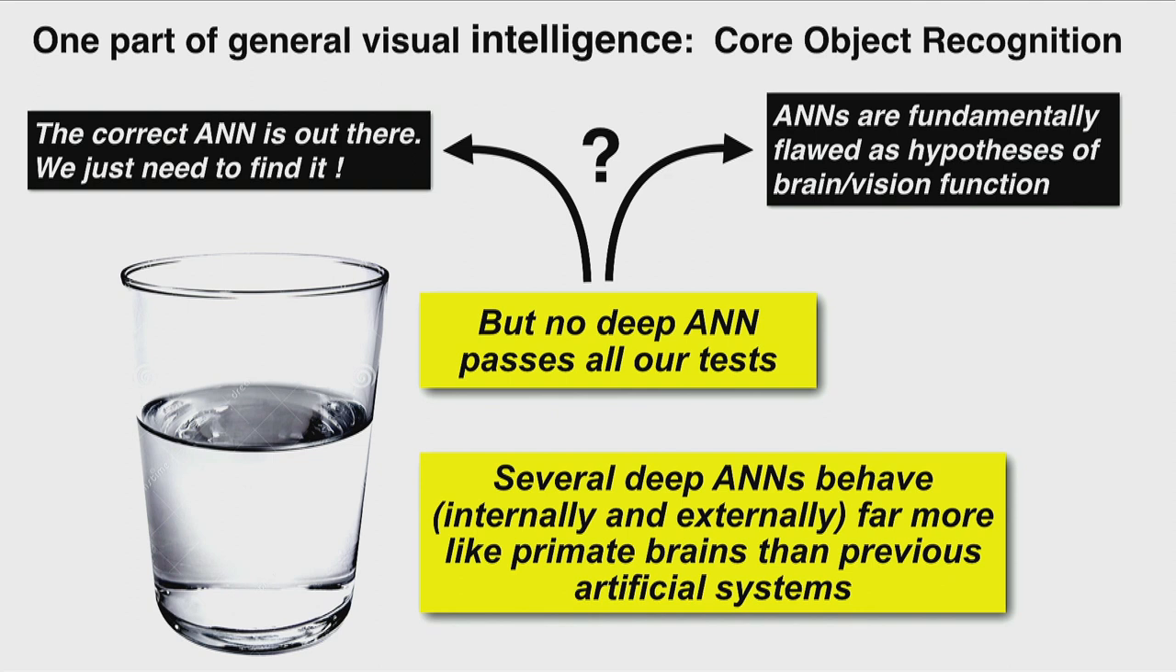ANNs are fundamentally flawed as hypotheses of brain or visual function. And the other hypothesis is, the correct ANN is out there somewhere. We just need to find it. We just haven't found the right one yet. And I've kind of told you one way that we've gone about doing that.